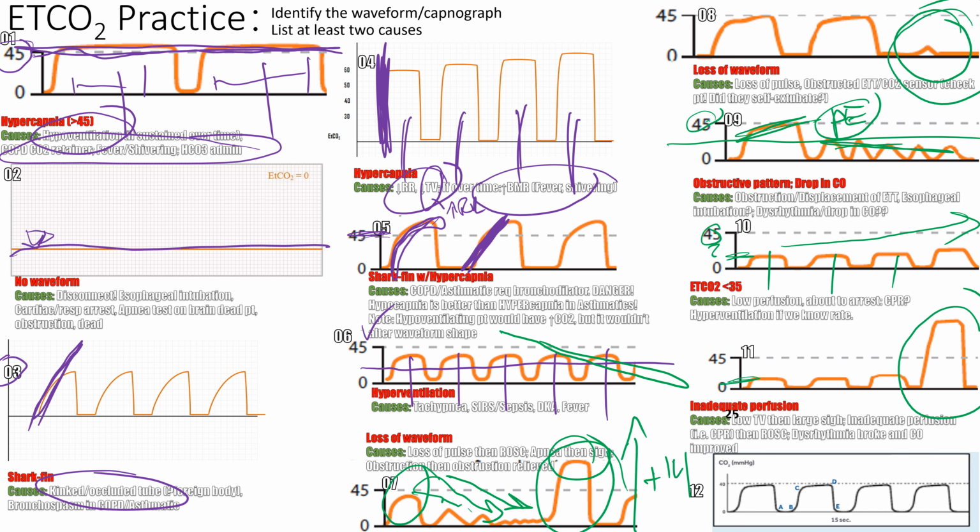And then we got 12. What happened to 12? Normal. That's it. Normal end tidal CO2, right? We're 35 to 45. Unlike number 6, where it looks a little fast, number 12 looks like a normal rate, right?